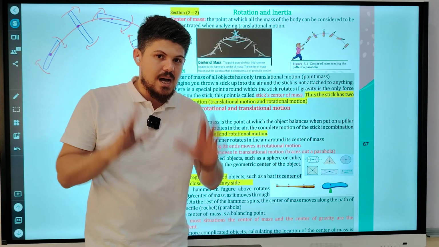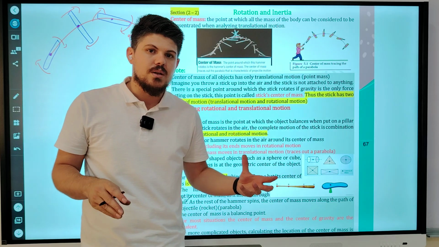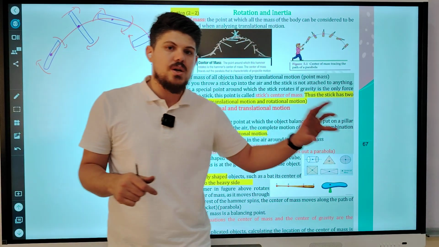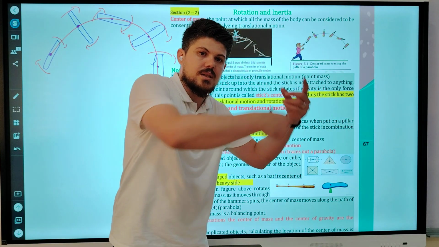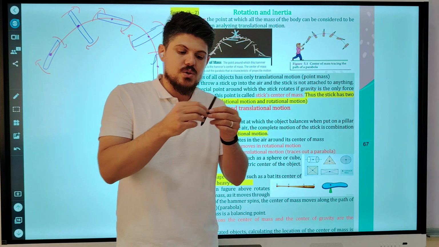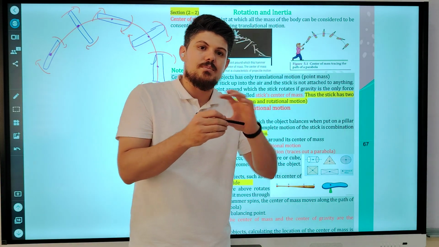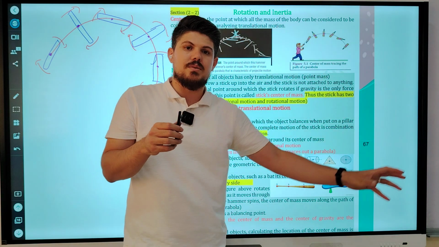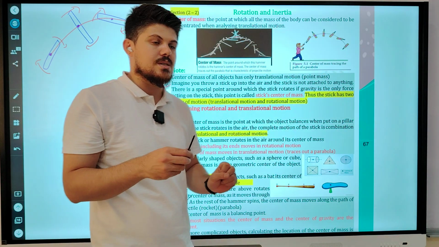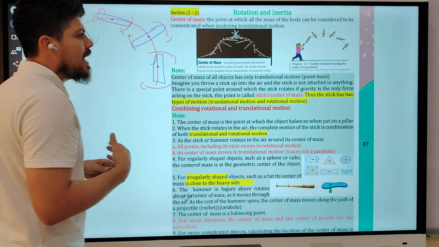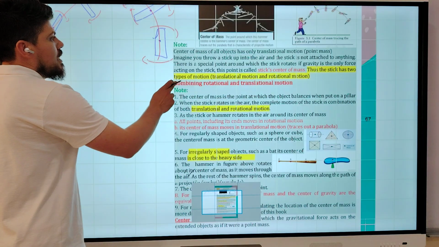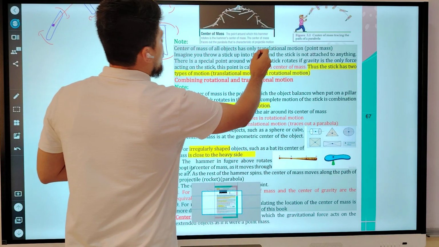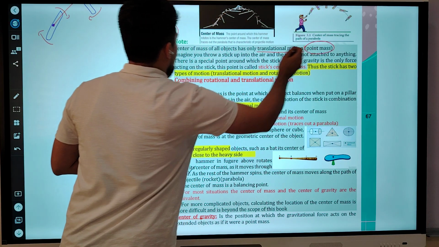The center of mass has only what? Translational motion. If you throw a bat into the air, even when the bat is rotating, the center of mass has only translational motion, but it traces a parabola because of gravity, in the absence of air resistance. The end has rotational motion. The center of mass of the object has only translational motion. It means that it acts like a point mass.